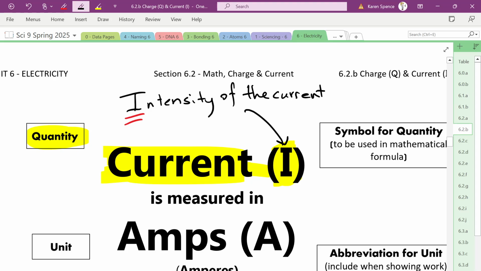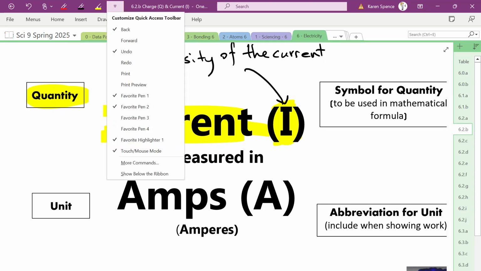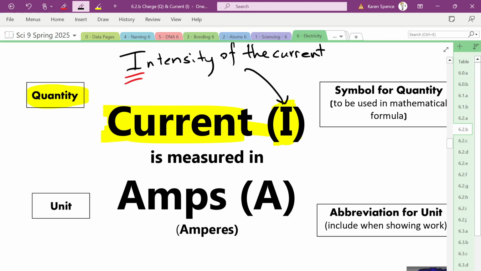Has anyone heard of an amp as a unit? A few people, okay. Amp is the unit in which we measure current. So we say, how fast is it flowing? You have a current of 4 amps. If it's flowing faster, you might have a current of 6 amps or 12 amps. Okay, that's how fast the charge is flowing. So the unit is amps.